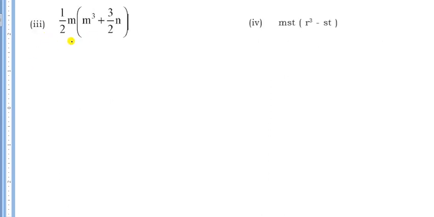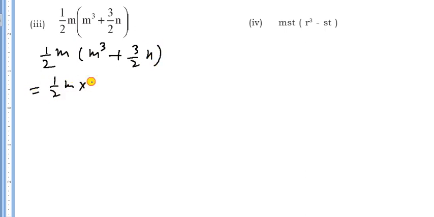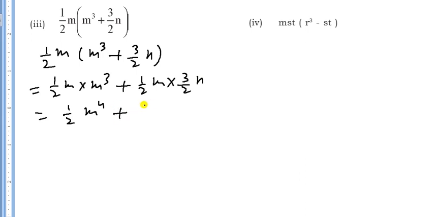Let us see the next one. It is the third part of this question. First you have to write here 1 by 2 m, and here is m cube plus 3 by 2 of n. Let us multiply in this. 1 by 2 m multiplied to m cube, and plus 1 by 2 m multiplied to 3 by 2 of n. So it becomes 1 by 2 m to the power 4 plus 3 by 4, 1 threes are 3 and 2 twos are 4, 3 by 4 m into n. So that one is your answer.